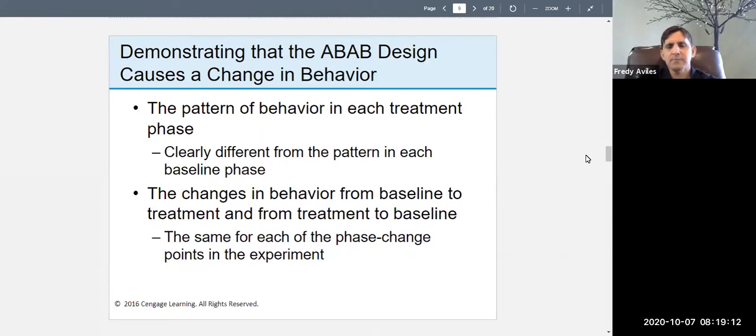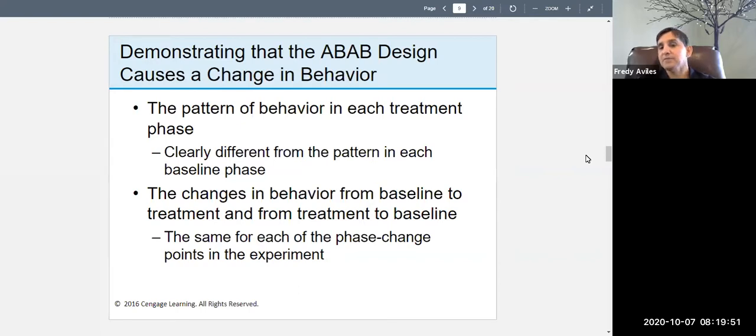How do we demonstrate that the AB design causes a change in behavior? Well, we look at the pattern of behavior in each treatment phase, right? We look at the pattern, okay? There's a clear difference. The pattern is clearly different from the pattern in each baseline phase, okay? So we see a clear pattern. We see an increase from A to B, for instance, okay? And then it goes back down, okay, when we take away the treatment. And then we observe during baseline, and then we give the treatment again. So we see a very clear pattern, okay? And that's how we know that behavior is changing.